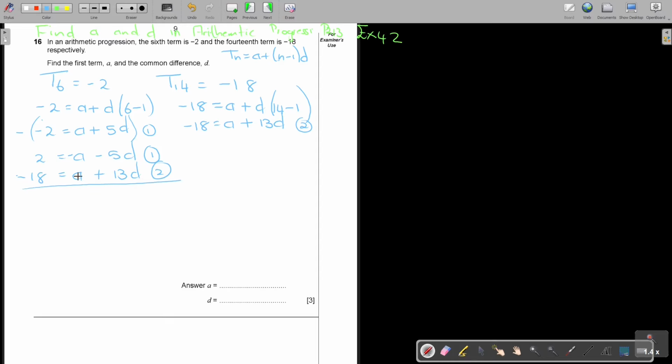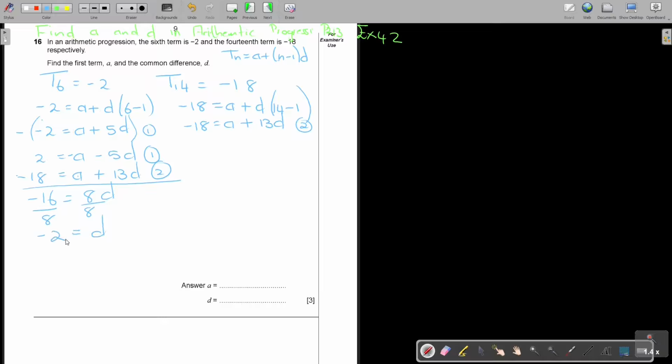Okay, and then I cancel. And this is -16. And that is equal to 13 minus 5, and that's 8D. And then I divide by 8, and I divide by 8. And I get that the value of D is -2.